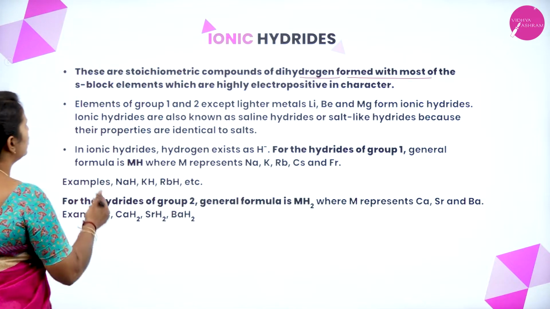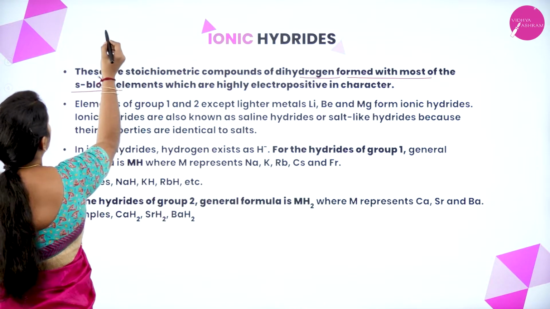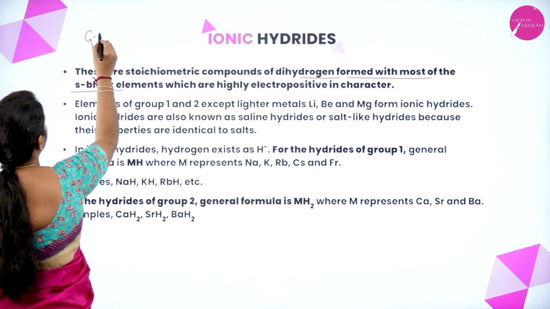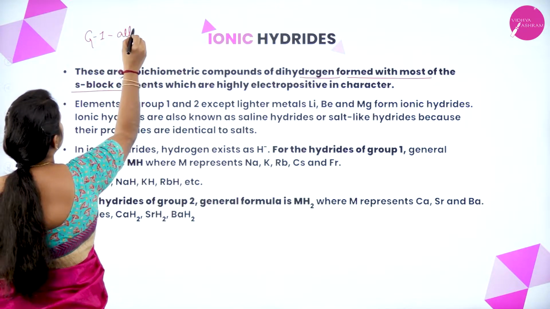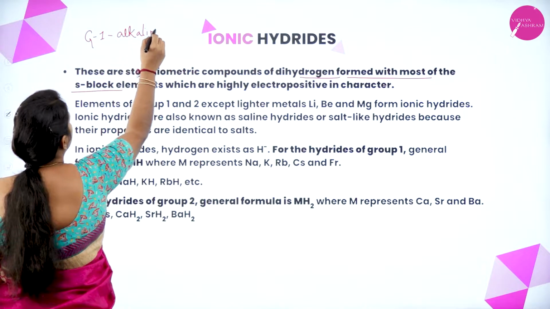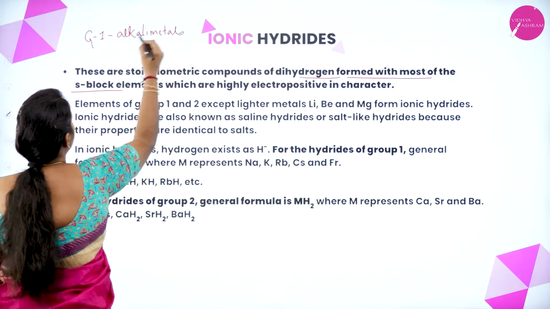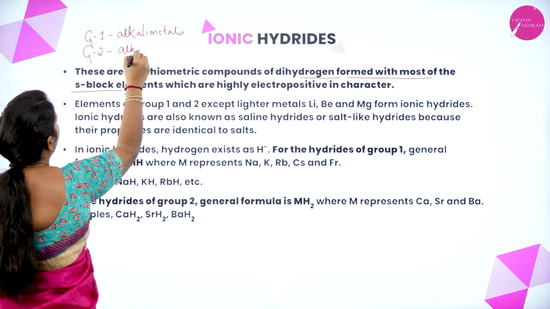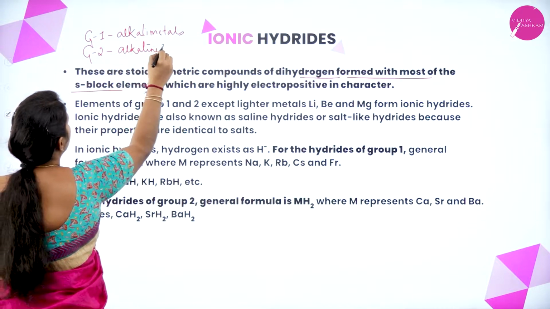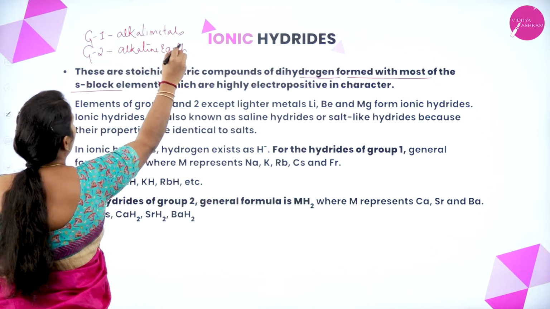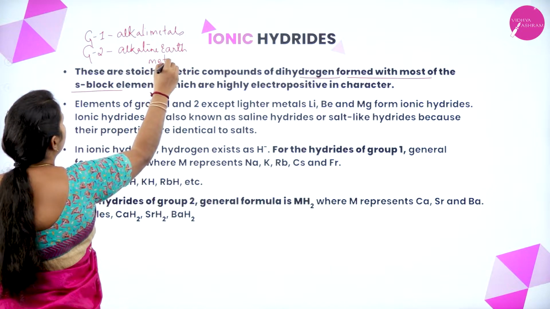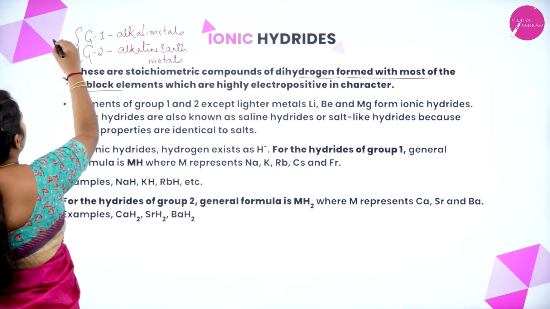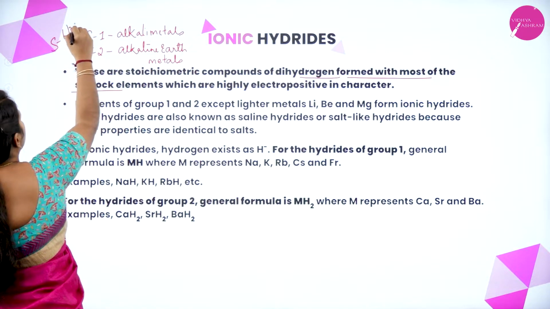Okay, which are the s-block elements in the sense? Group 1, that is alkali metals. Similarly, group 2, that is alkaline earth metals. These two together are known as s-block.